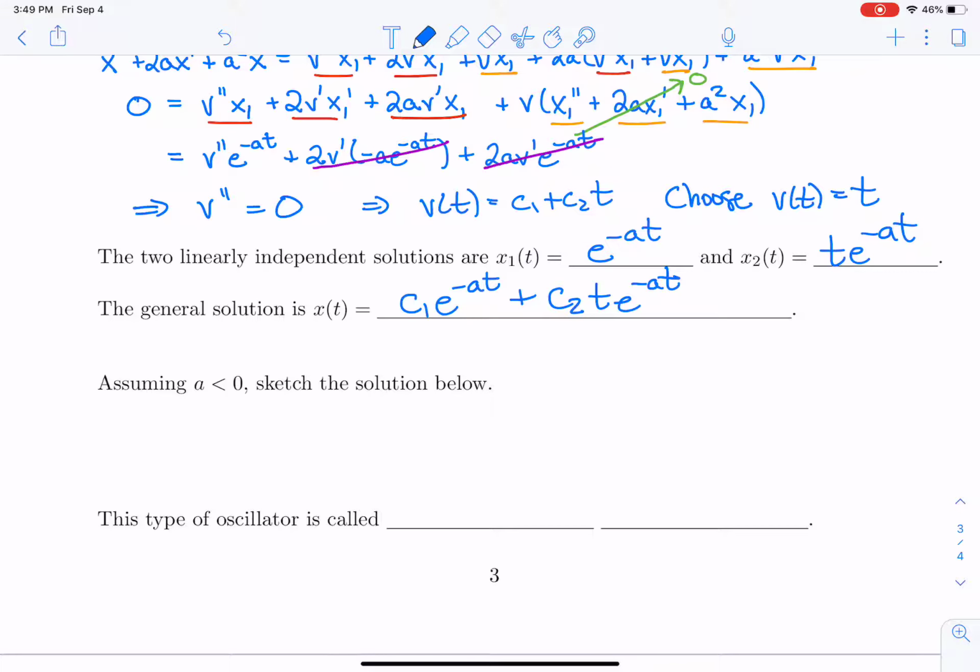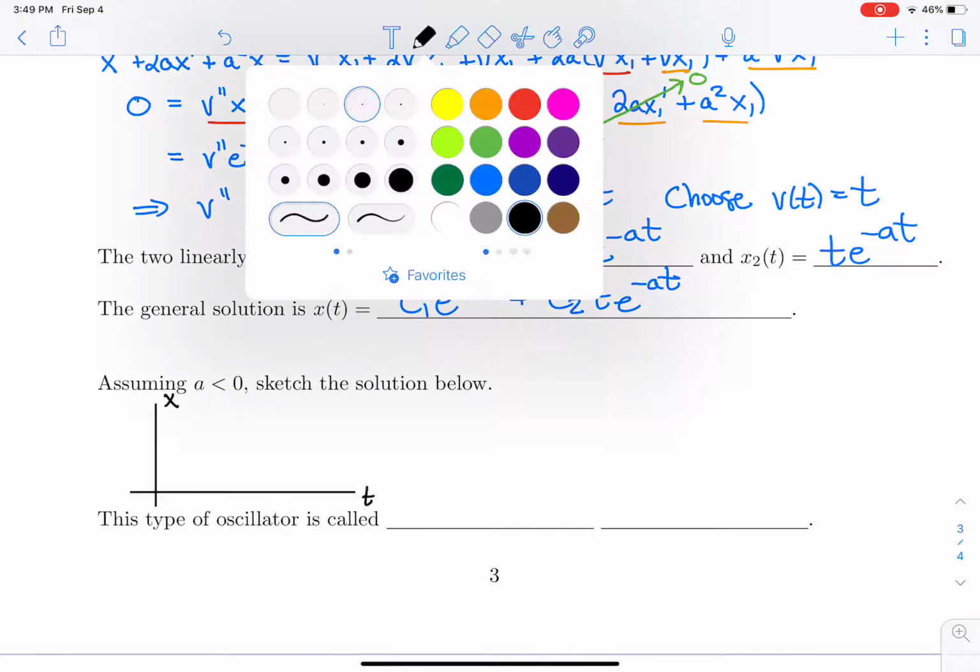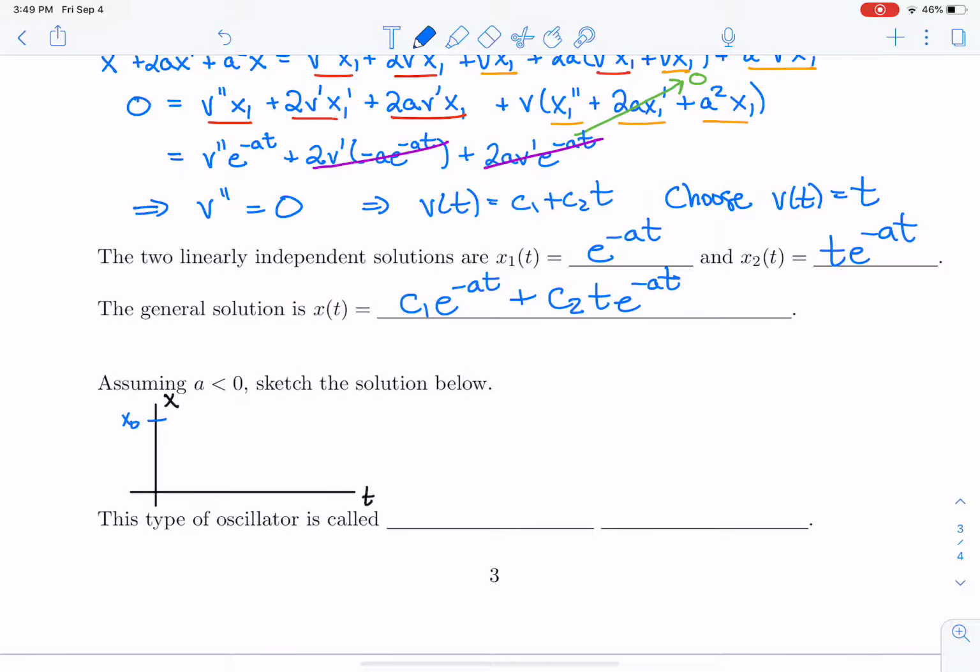Okay, so let's sketch what the solution will look like in this case. Again, I have t and x. If I start at some point, we'll call that maybe x0, then what I get is something that will decay faster than my underdamped oscillator did. That's because in my underdamped oscillator, I had two different exponential decays. One was slower and one was faster. And in this case, I only have one, the faster exponential decay. So this oscillator is called critically damped.